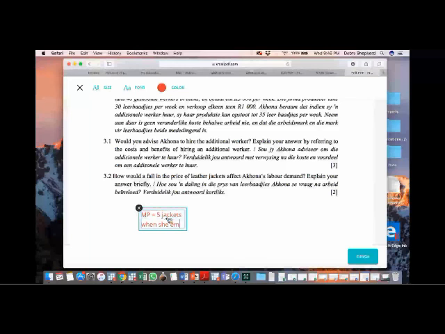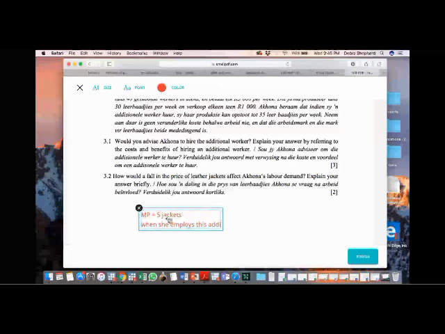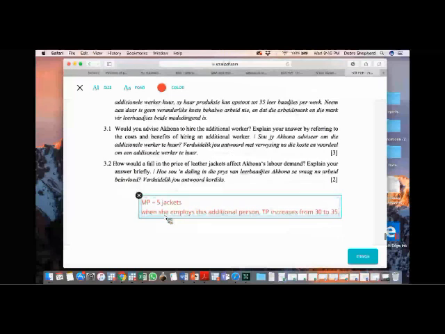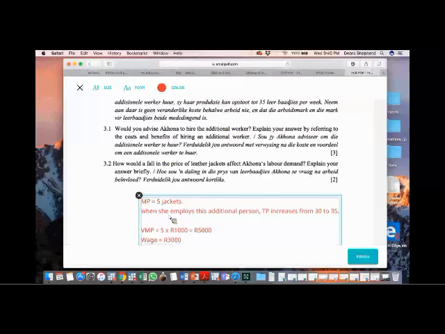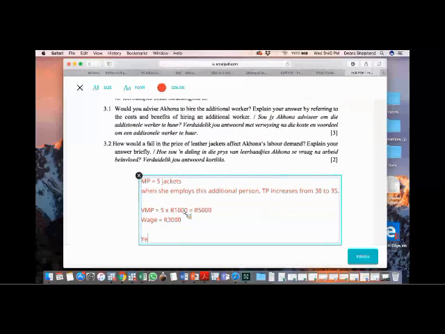Because when she employs this additional person, total product increases from 30 to 35. So their marginal product is 5 jackets. That means their value of marginal product is 5 times 1,000, because that's how much each jacket would be sold for. The cost of employing this person is 3,000 Rand. So does it make sense to employ this person?